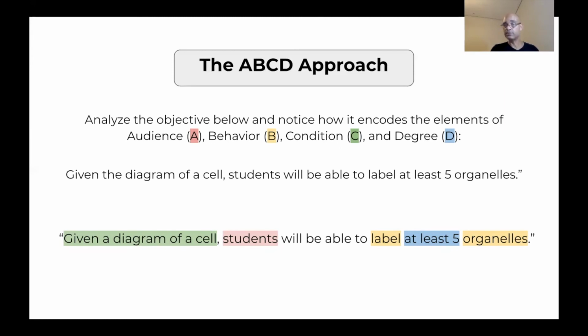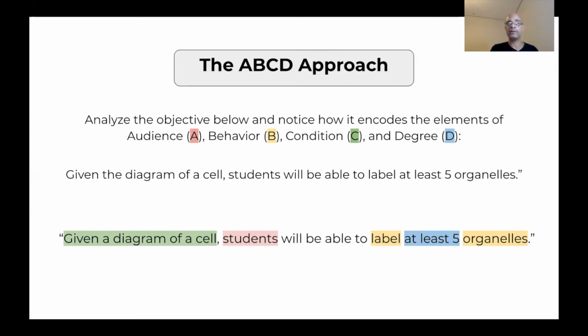Notice how condition is important. I may later on in the lesson ask them to draw a cell and identify the organelles in the cell that they draw. That's a higher level than just identifying the cells on a piece of paper where the cell is already drawn. So the condition is very, very important because it relates to the complexity of my assessment and the complexity of the outcome. And the degree, I need at least 5. I don't need all the organelles. I need at least 5 in this case. Later, I could ask for more.